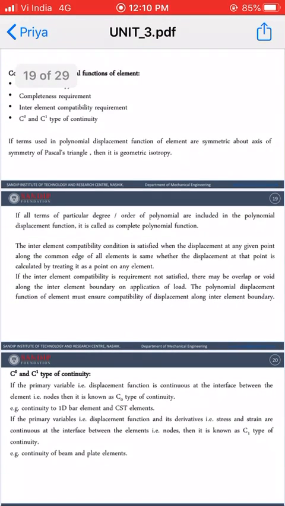Okay guys, so previously we have discussed the compatibility condition. Now we will discuss the rigid body displacement condition. As we have discussed, the selected displacement model should satisfy the rigid body displacement condition. So what do we mean by this rigid body displacement condition?